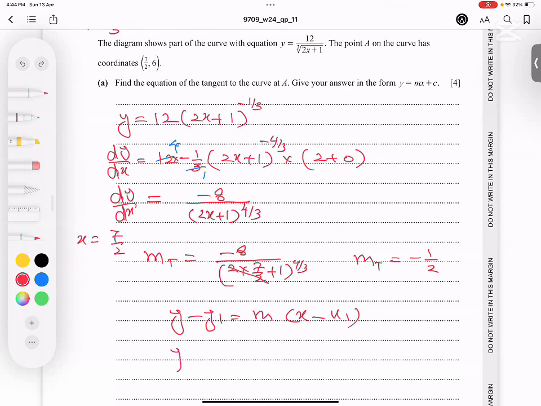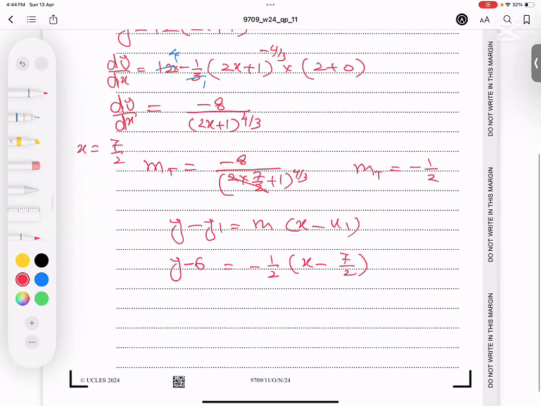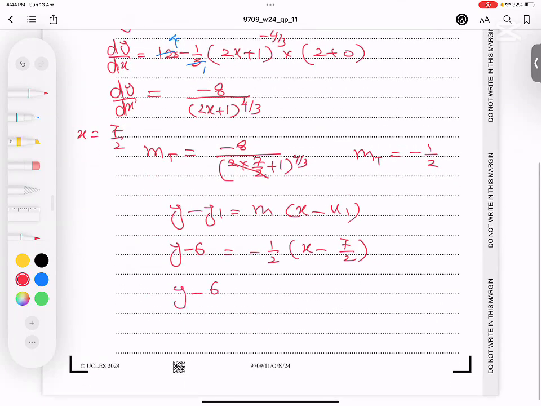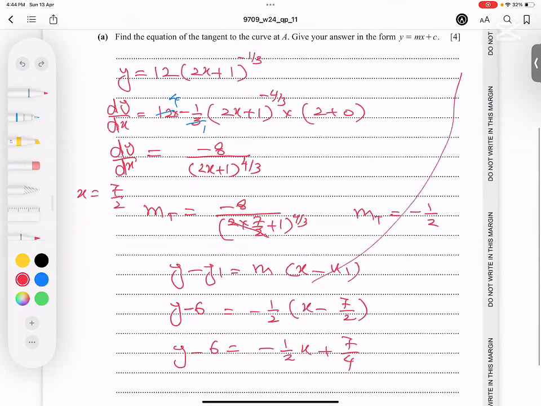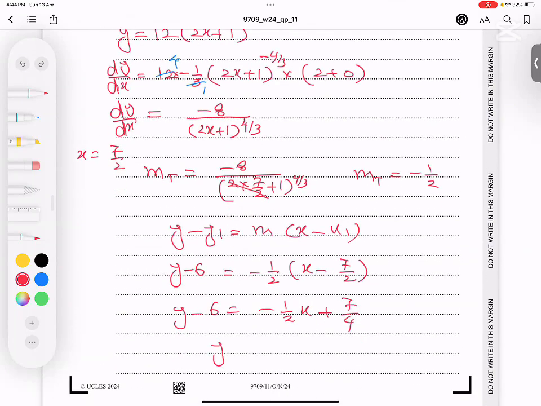So I got it. y minus 1 is 6, gradient is negative half, and x minus x1 is 7 over 2. All right, so negative 1 over 4, then negative, negative, positive, 7 over 4, 6 goes there. Because we have to give it in this special form, y alone. If y alone, so negative 1 over 6x plus 7 over 4 plus 6.